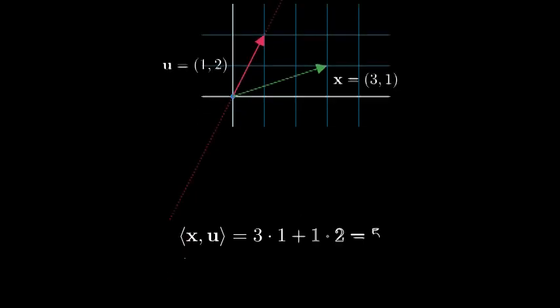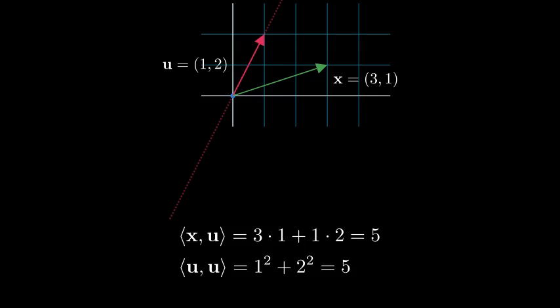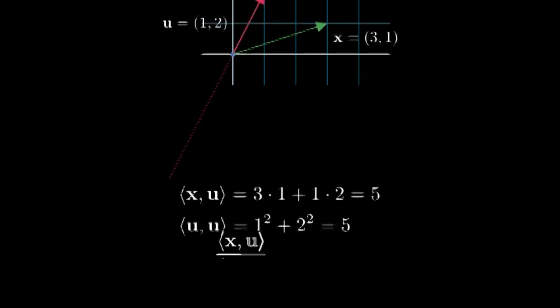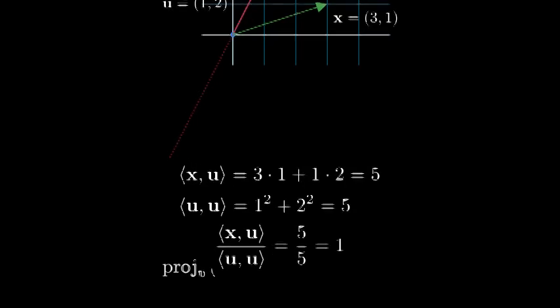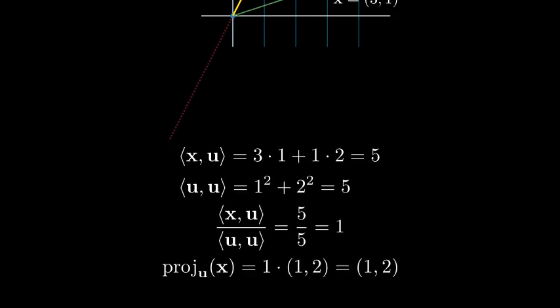Let's visualize this with an example. Consider the vectors u equals (1, 2) and x equals (3, 1) in R2. To find the projection, we need to compute the inner products. The inner product of x and u is 3 times 1 plus 1 times 2, which equals 5. The inner product of u with itself is 1 squared plus 2 squared, which equals 5. So, the projection coefficient is 5 divided by 5, which equals 1. Therefore, the projection is 1 times (1, 2), which equals (1, 2).